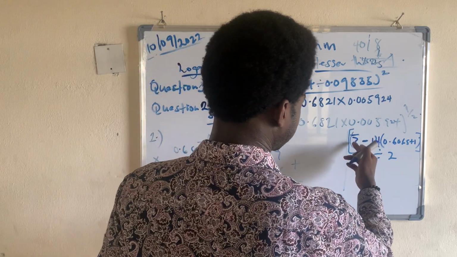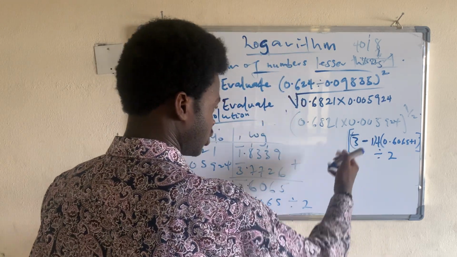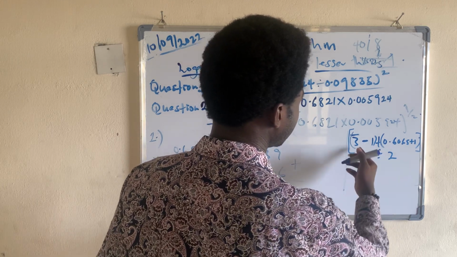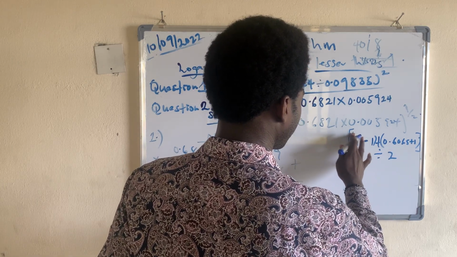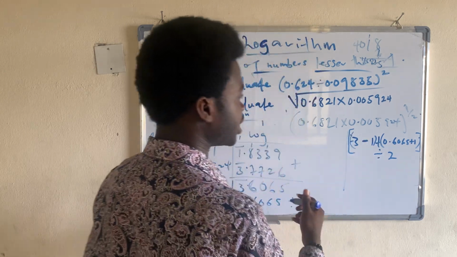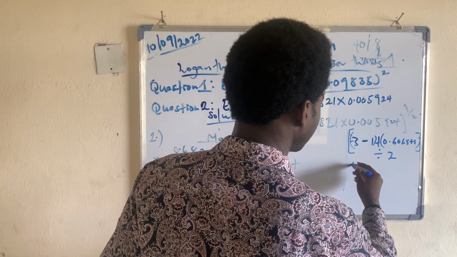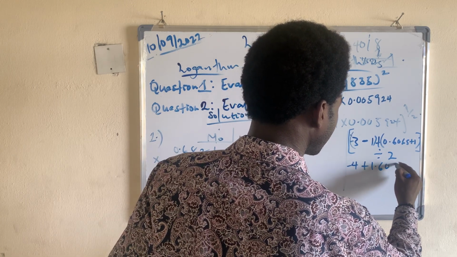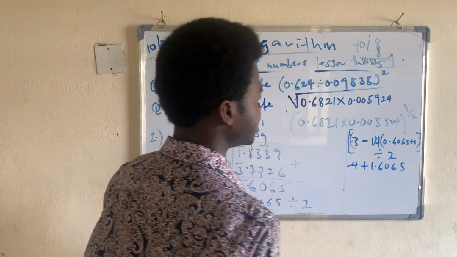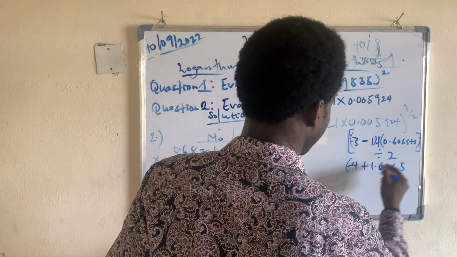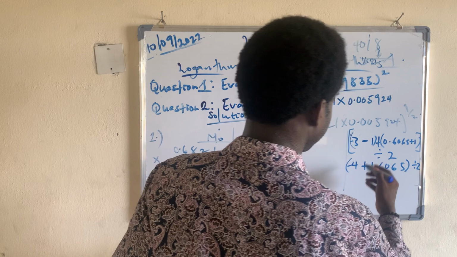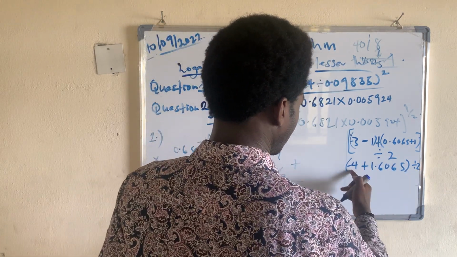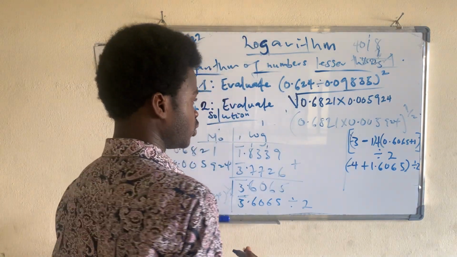So that minus, this is the same thing as saying -4. Now this bar 3 is -3. Let me just put it like this: -3 minus 1 is -4. So I have -4 plus 1.6065, all this divided by 2. You know, -4 is still the same thing as our bar 4. So -4 divided by 2 is -2.